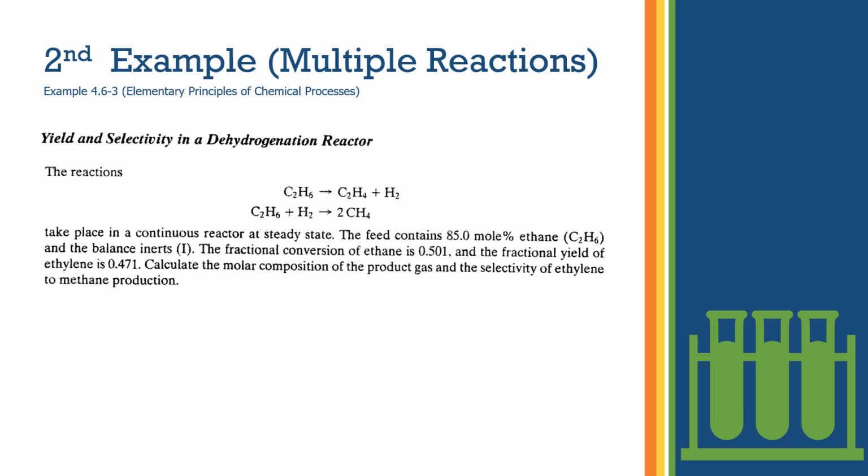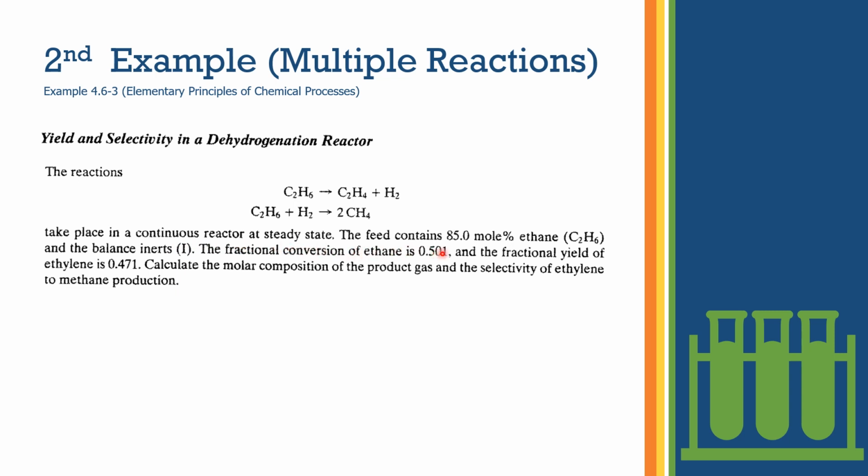So let's go to the second example, which is regarding a multiple reactions problem. Yield and selectivity in a dehydrogenation reactor. The reactions: ethane will give us ethylene and hydrogen gas, and also ethane and hydrogen gas will give us methane. Take place in a continuous reactor at steady state.